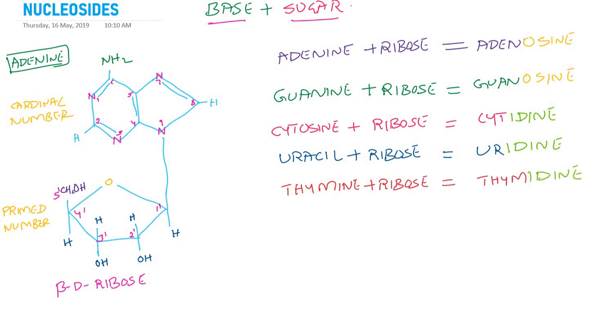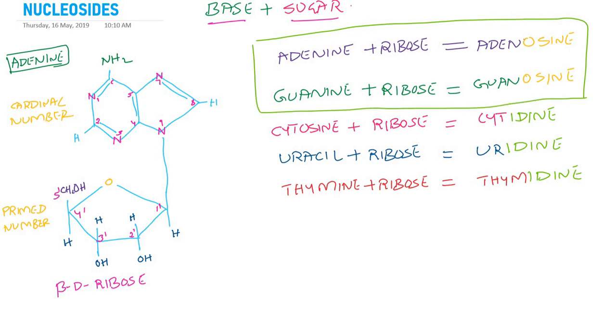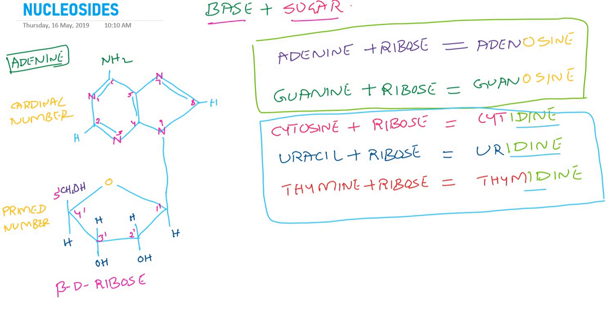So please note here, purine bases, when they combine with sugar, will form nucleosides and their naming ends with osine, O-S-I-N-E. Whereas pyrimidine bases, when they combine with sugar, their name ends with idine. You can see cytidine, uridine, thymidine. Whereas purine bases end with osine. Suppose this ribose is deoxyribose, then deoxyadenosine, deoxyguanosine, deoxycytidine, deoxyuridine, deoxythymidine.